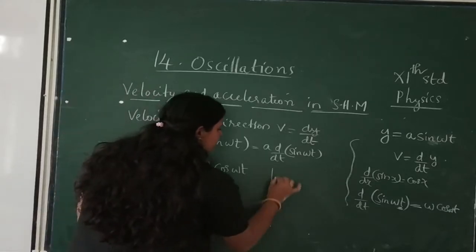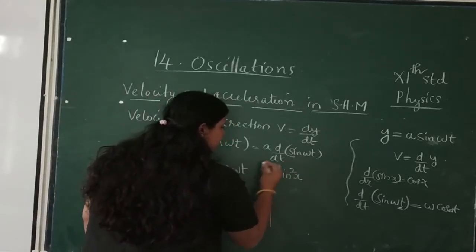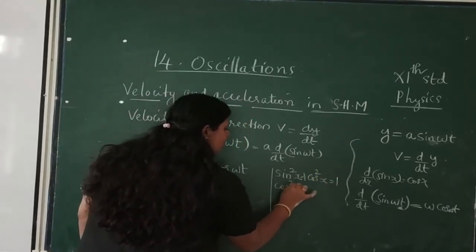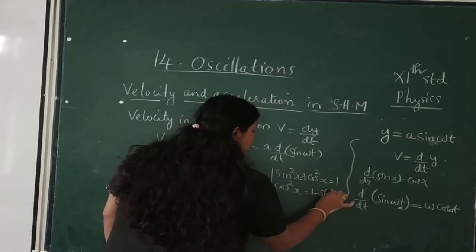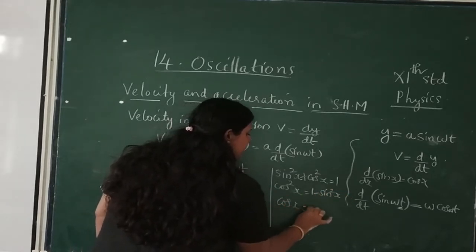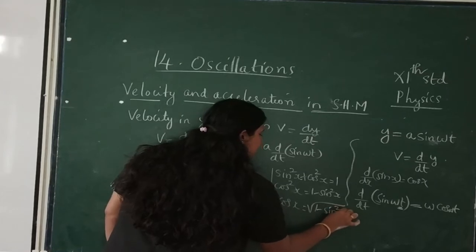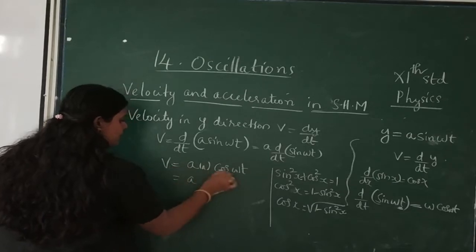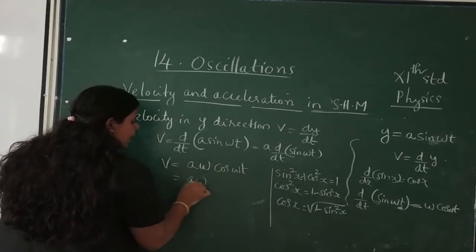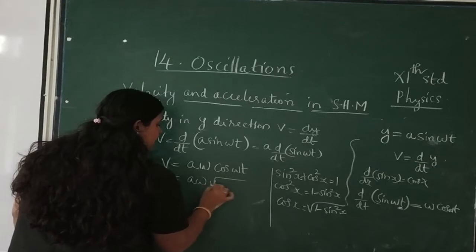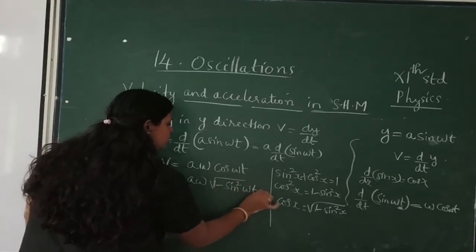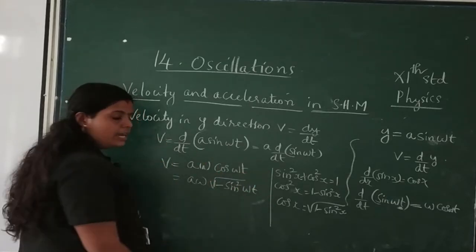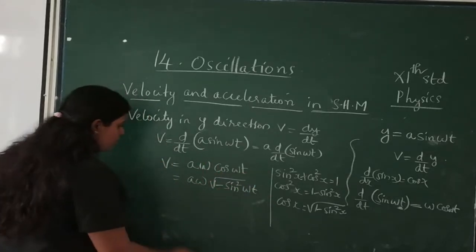Okay. Now listen children, we have learned this trigonometric identity, that is sin square x plus cos square x is equal to 1. If so, what is cos square x? It is 1 minus sin square x. Then what will cos x be? It is root of 1 minus sin square x. Clear? Similarly, here we can write this expression in a more simplified form. It will become a omega into cos omega t, and we can substitute cos omega t with root of 1 minus sin square omega t. If it were cos x, it is root of 1 minus sin square x. But since it is cos omega t, it is root of 1 minus sin square omega t.